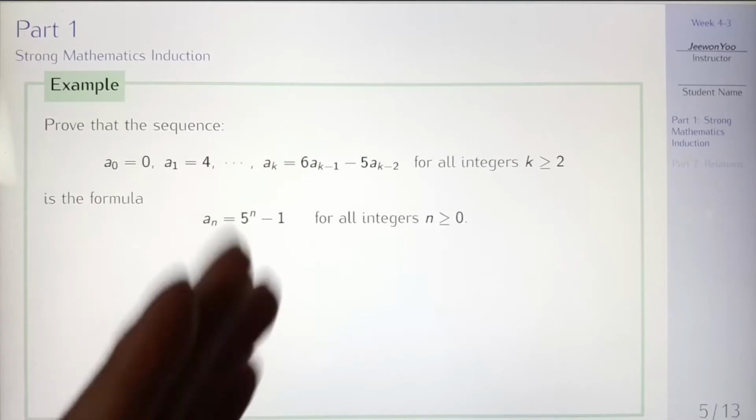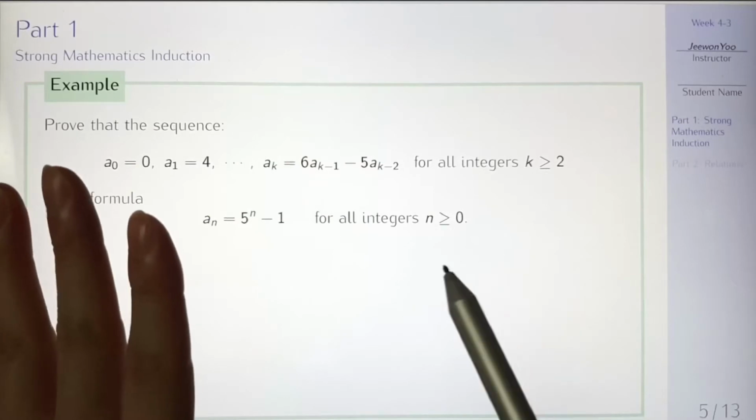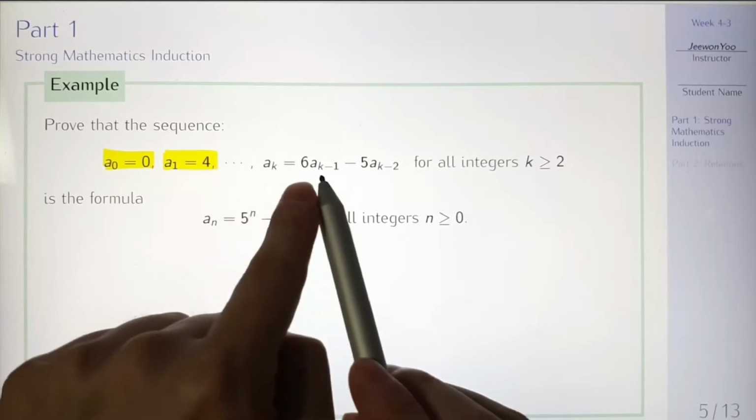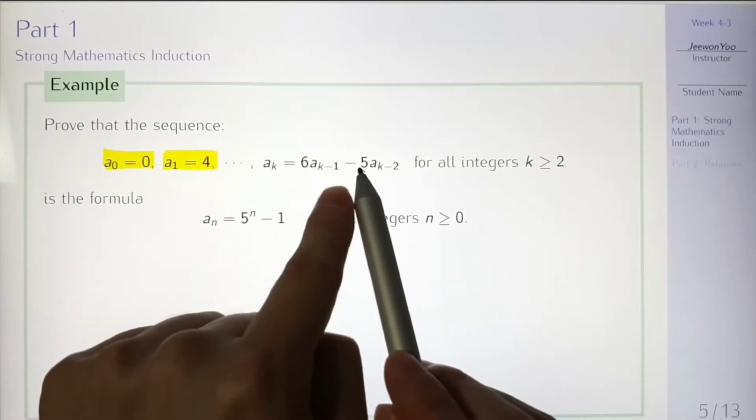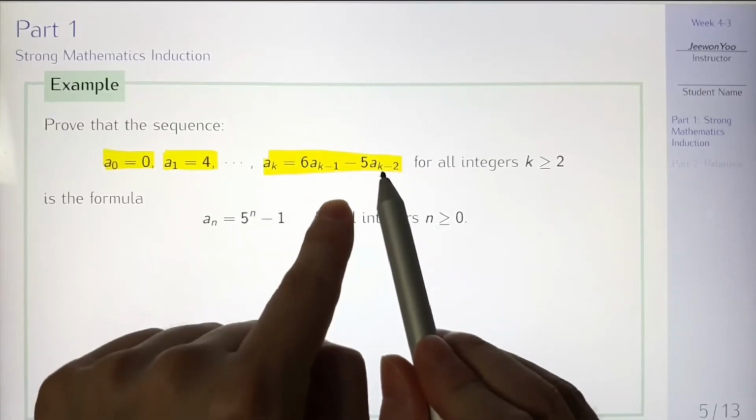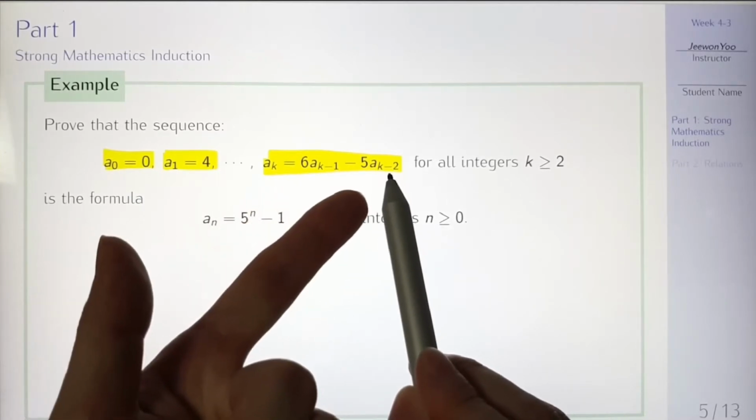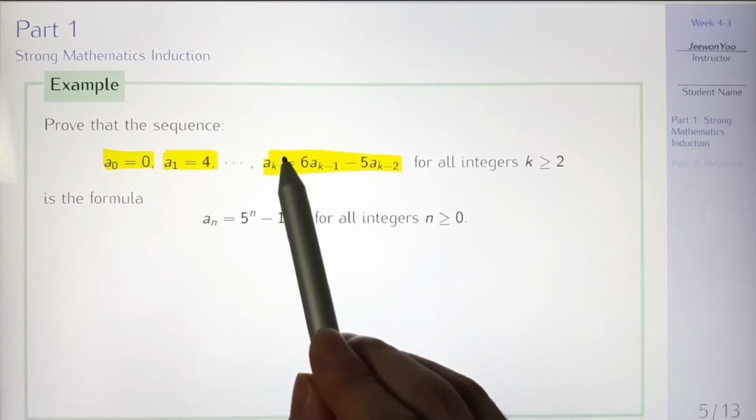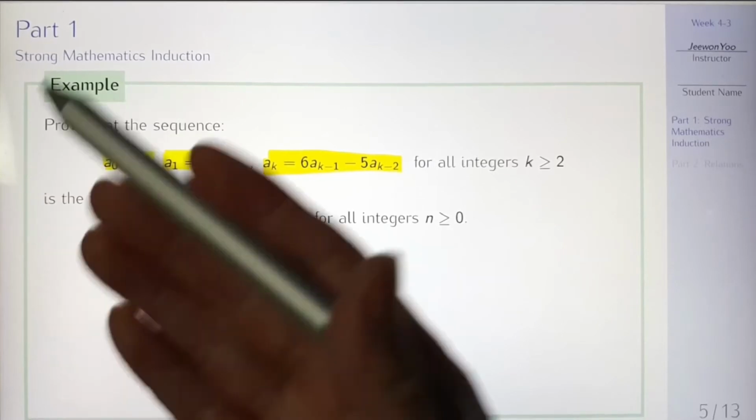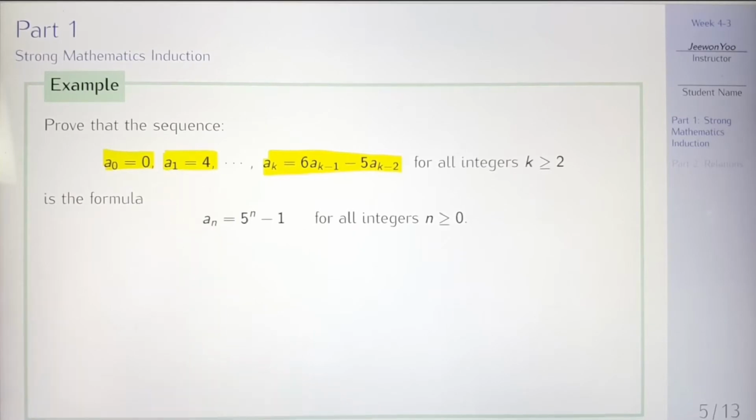Here's the first example about sequences. And let me tell you the answer. We want to use strong induction for this one. Do you know why? Because our sequence a_k, which means 6 times a_{k-1} minus 5 times a_{k-2}, the general term, which is written as a recursive formula, depends on the result of the previous two terms, a_{k-1} and a_{k-2}. This is the reason why we need a_0 equal to 0 and a_1 equal to 4 to get the next term in the sequence. The next term in the sequence depends on the previous two terms.